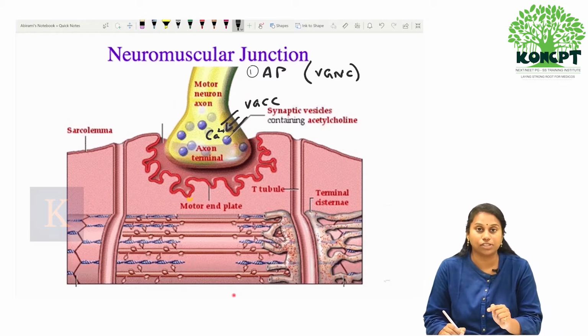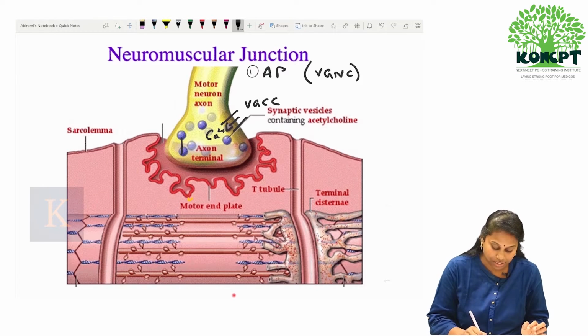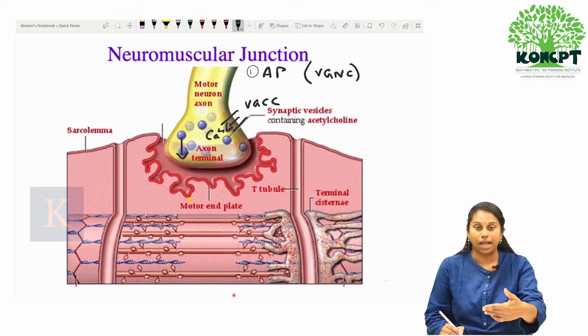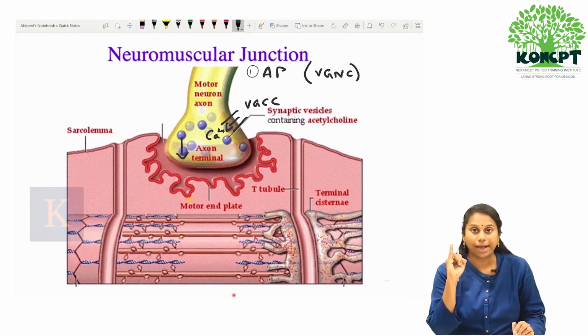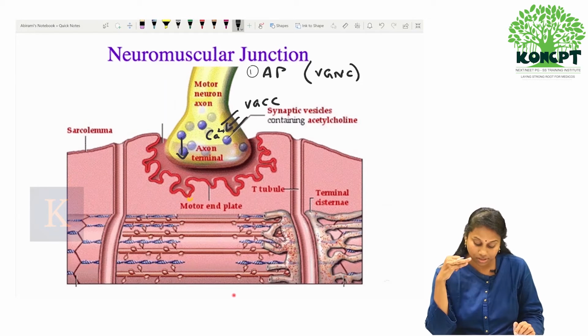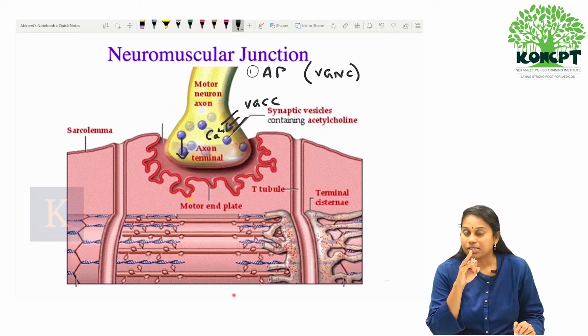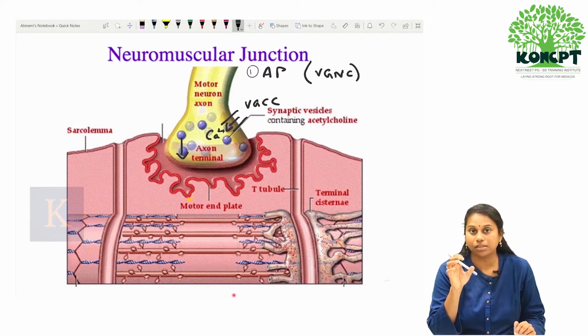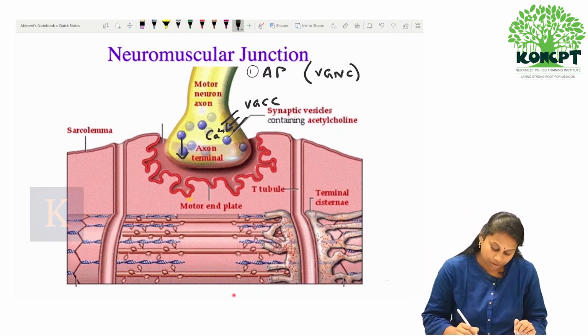What does the entered calcium do? Whenever calcium is released, it should cause a movement. So, what is the movement here? It moves the vesicles towards the axon terminal or the synaptic membrane. So, number 1 action potential, number 2 calcium. Whenever you have calcium you should have a movement. What is the movement here? Movement of acetylcholine containing vesicles towards the membrane, and acetylcholine is released.